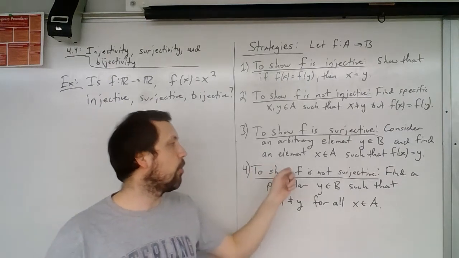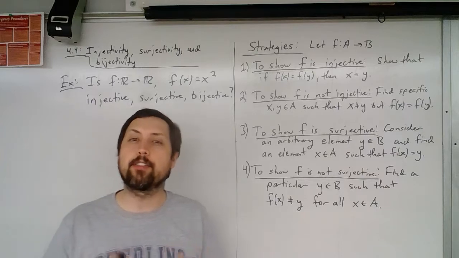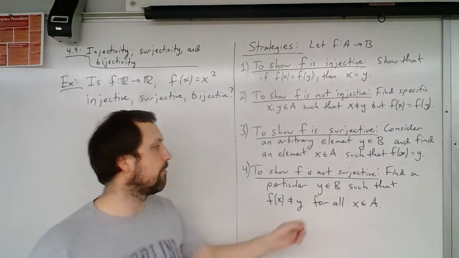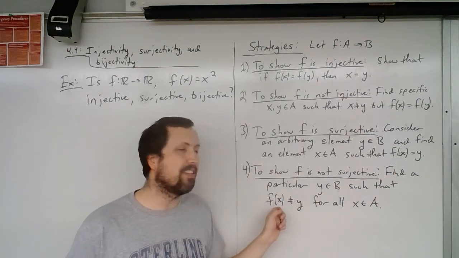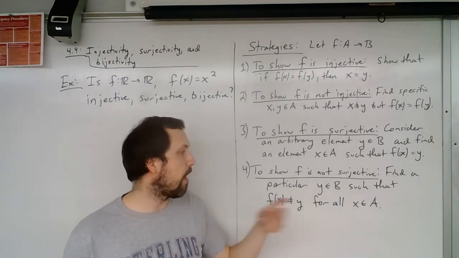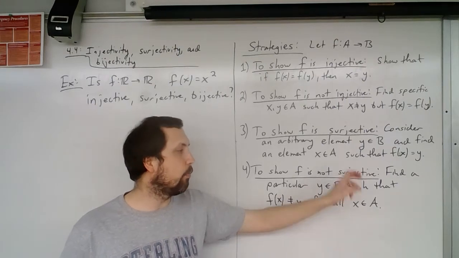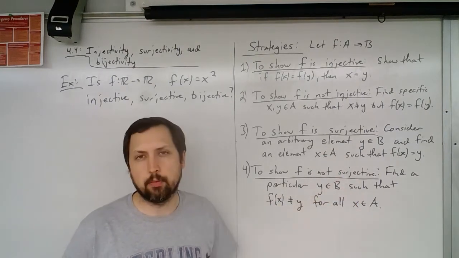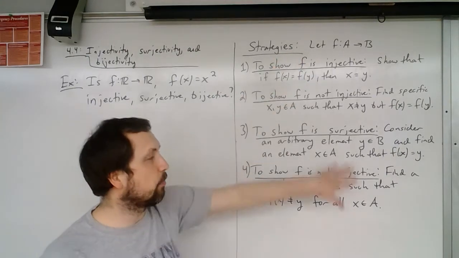And then to show that f is not surjective, this is much more of a counterexample type of thing, where we just have to find some element in the codomain that our function will never be equal to. So no matter what x is in the domain, we'll never be able to have the function equal that element in the codomain. Okay, so this is the strategy that we're going to be using.